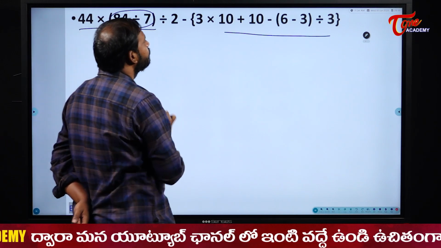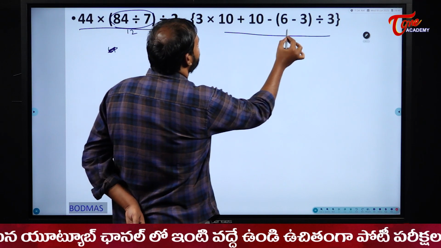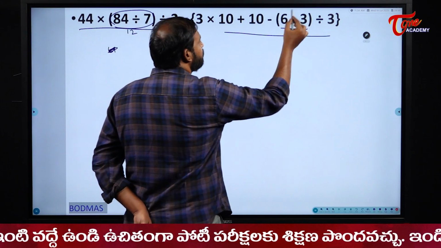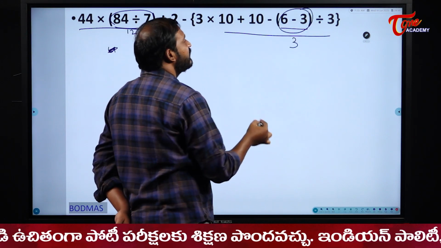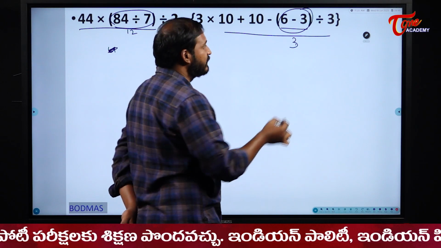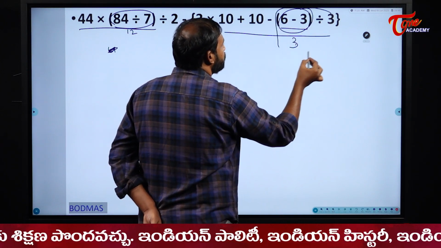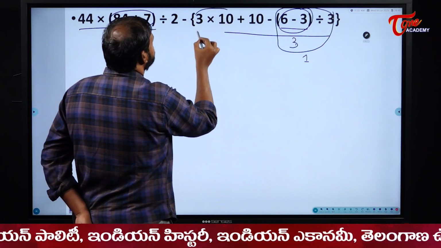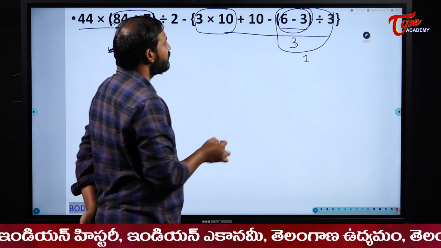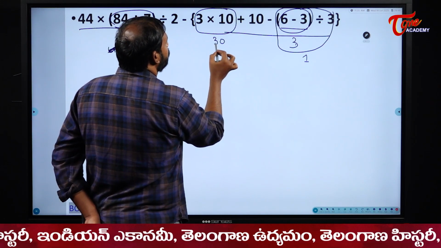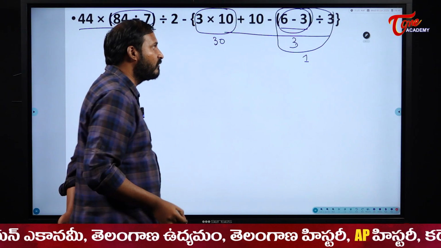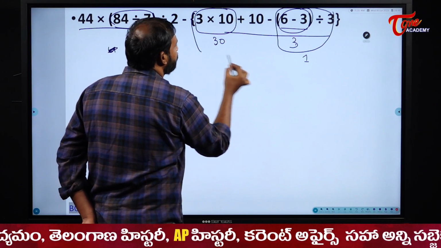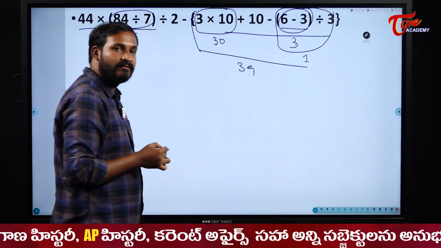Now come to this one. So first preference should be given to this bracket. Bracket inside bracket. So first this value will become 3. And then next I should give importance to this 3 divided by 3. What is this overall? It becomes now 1. Okay, put that aside. Next I should give importance to this one. 3 tens are 30. So 30 plus 10 minus 1. Overall it becomes 39. So this complete bracket will become 39.